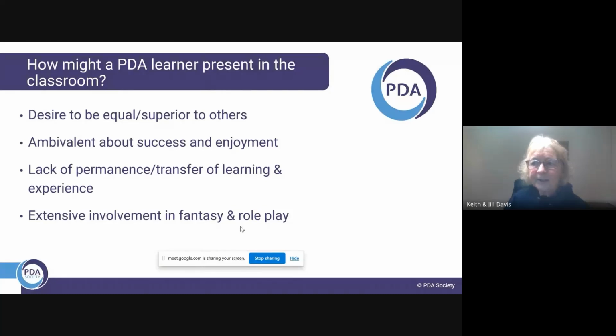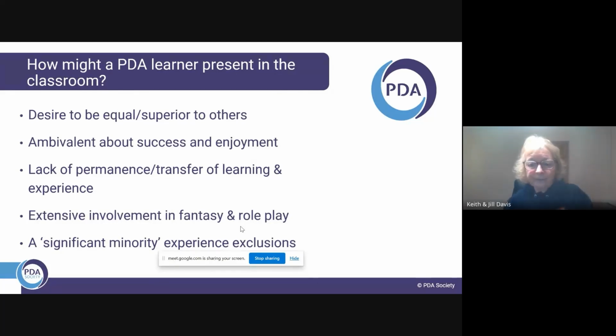Now, I found writing a social narrative based on their favorite game or character, a footballer, another way of helping them understand and deal with emotions, and making it optional for them. So sadly, what we do know is that PDA children have a higher incidence of formal exclusions.